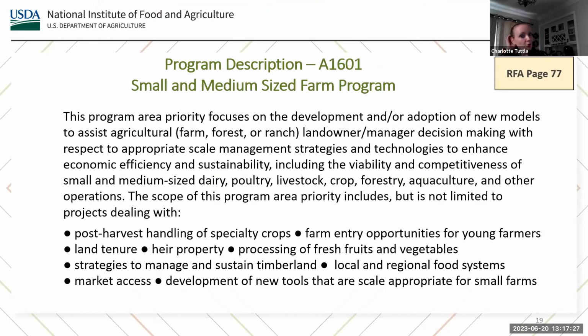Okay, application details. I'm going to turn this over to Dennis to discuss his program. Yeah, thank you, Charlotte. Within the small and medium-sized farms, as I shared earlier, you are looking at gross cash farm income of $350,000 or less for small, and then under $1 million and above $350,000 for medium size. These are the priorities of the program. Now, the priorities are listed here: post-harvest handling, farm entry opportunities, land tenure, heirs' property, processing of fresh fruits and vegetables, strategies to manage and sustain timberland, local and regional food systems, market access, and developing new tools that are scalable for small and medium-sized farms.